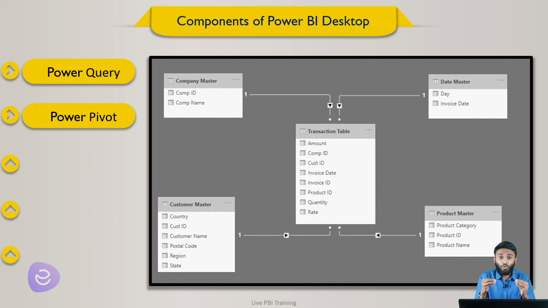So then we have to tell Power BI, okay, this customer ID in the transaction table and this customer ID in the customer master has to be related. So this is an area where we create relationship between the two tables. This is just a very simple thing. It's just a drag and drop.